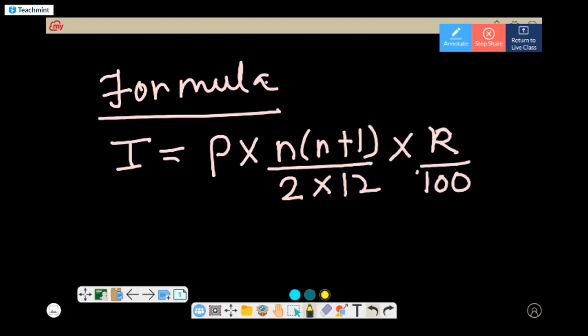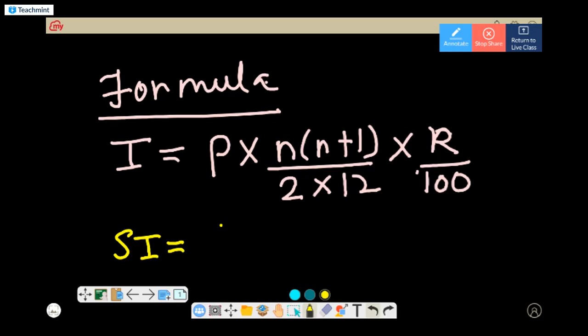Now, if you try to compare this with simple interest, who can tell me the formula for simple interest? Ma'am, P into R into T upon 100. Correct. P into R into T upon 100, where P is your principal amount, R is the rate of interest, and T is the time period.